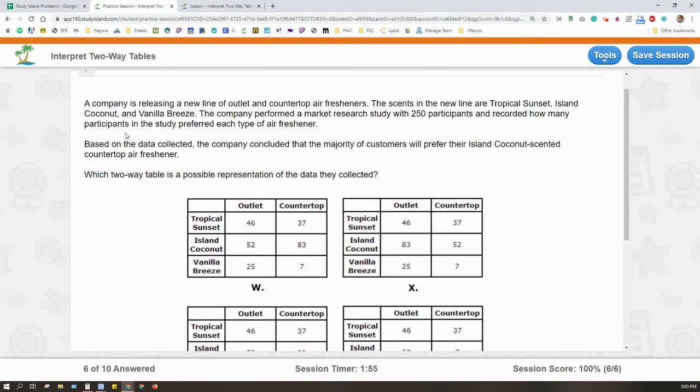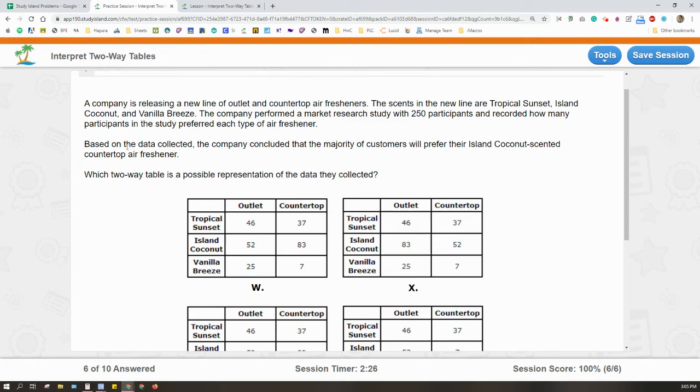A company is releasing a new line of outlet and countertop air fresheners. The scents of the new line are Tropical Sunset, Island Coconut, and Vanilla Breeze. The company performed a market research study with 250 participants and recorded how many participants in the study preferred each type of air freshener. Based on the data collected, the company concluded that the majority of customers will prefer their Island Coconut scented countertop air freshener. Which two-way table is a possible representation of the data they collected?